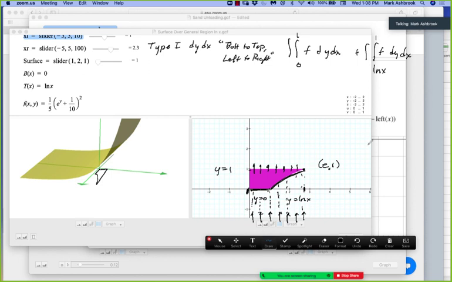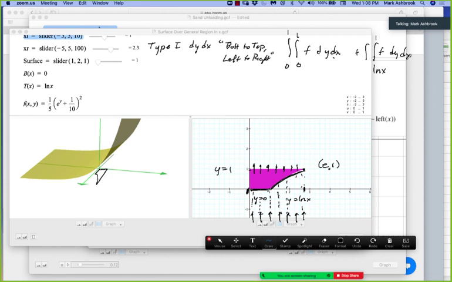Does it make sense? So then our left to right is going to be, where is the bottom 0? For what x values from left to right is the bottom 0? From 0 to 1.